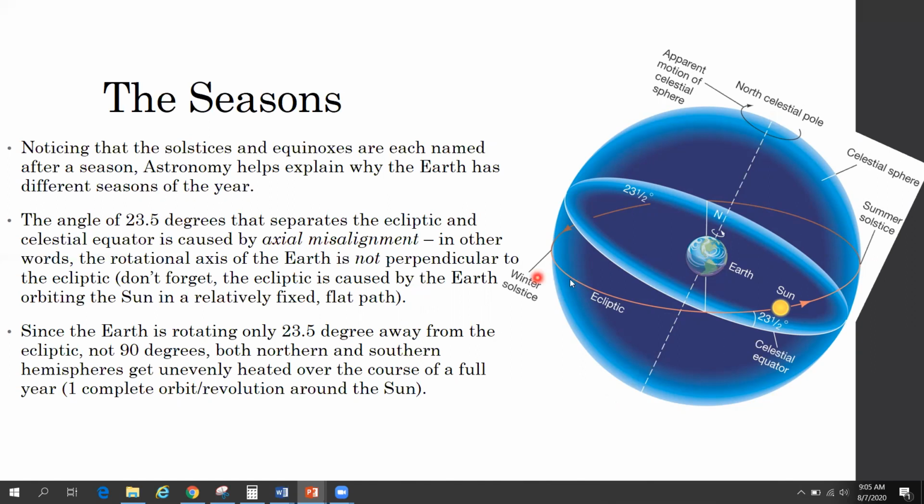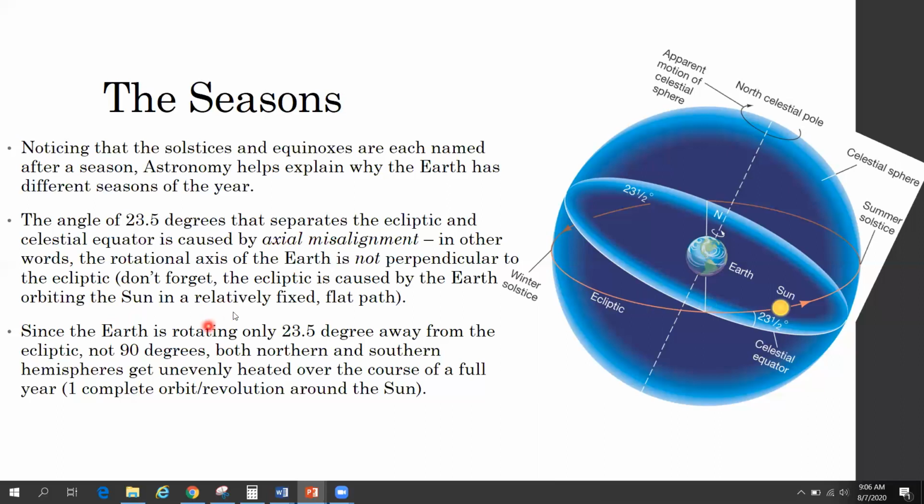And again, don't forget the ecliptic is that path that the sun appears to take over the course of a year in the sky. So in other words, the ecliptic and the rotational axis of the Earth don't form a right angle. If they did, we would not have seasons, because over the course of the Earth orbiting the sun, both the north and the south hemispheres would receive an equal amount of heating throughout the entire year, and we just wouldn't have these differences.